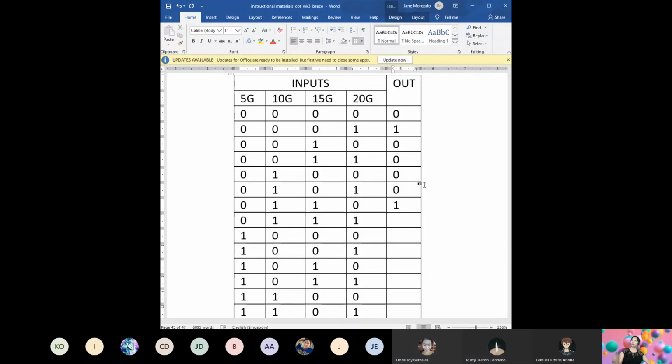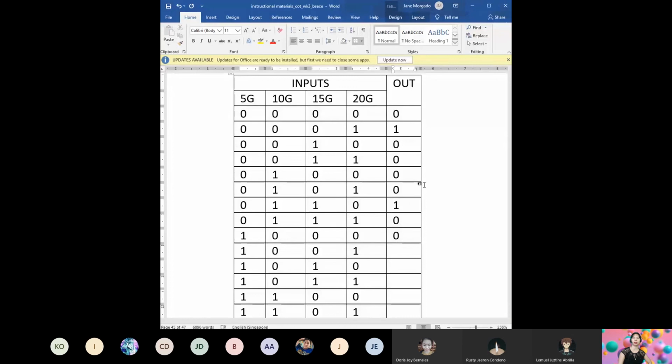To be able to have an output of 1, it should be within the range. Again, what is our range? 25 to 30 grams. So, this is 0. And then we have 45. How many is it? 45 grams. Is it within the range? 0. Still 0, because it is above 30.